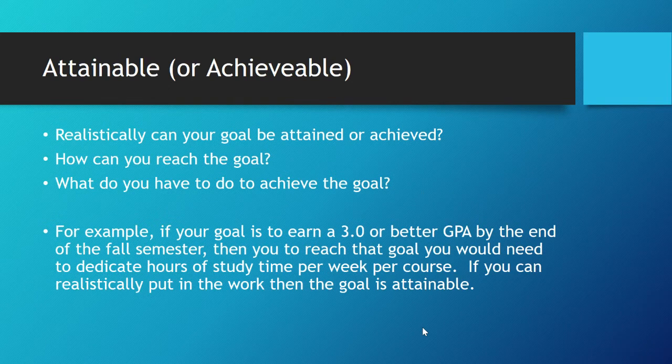Attainable or achievable. You have to think about realistically, can your goal be attained or achieved? And ask yourself, how can you reach this goal? And what do you have to do to achieve the goal? For example, if your goal is to earn a 3.0 or better by the end of the fall semester, then to reach the goal, you would need to dedicate a certain number of hours per week per course of study time. And as you set that goal, you have to think about knowing yourself, is that realistic for you? Is that amount of work realistic for you? And if it is, then that means that goal would be attainable for you.